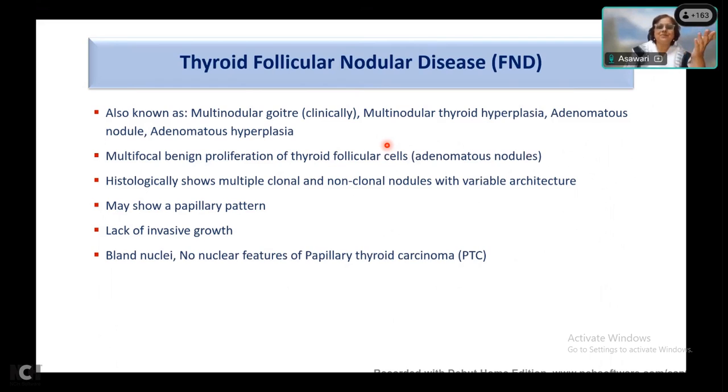It's similar to what we said just now. It can be called multinodular goiter, multinodular thyroid hyperplasia or adenomatous nodule. Basically, they are including it because it shows multiple clonal and non-clonal nodules. This is the first time they have included it in their classification. Sometimes it can show a papillary pattern also. Basically, there are no nuclear features of thyroid carcinoma, and there is no invasive growth. I think we can go ahead with the next case.